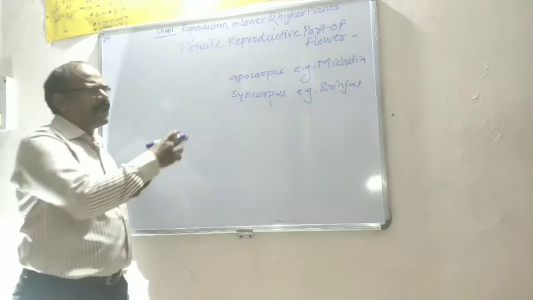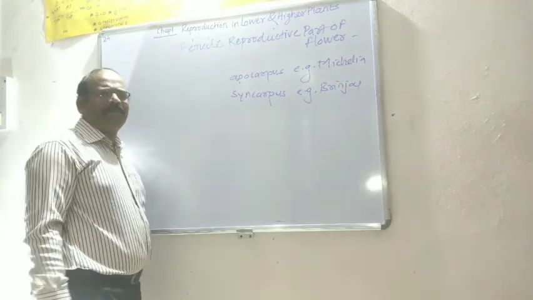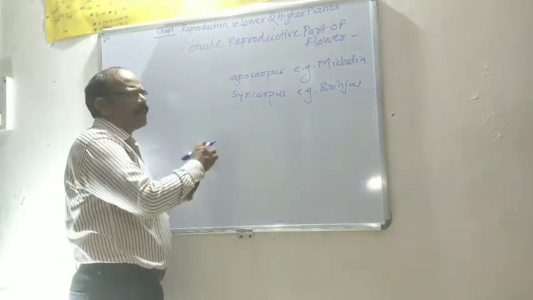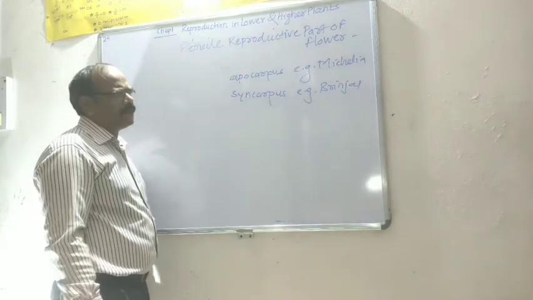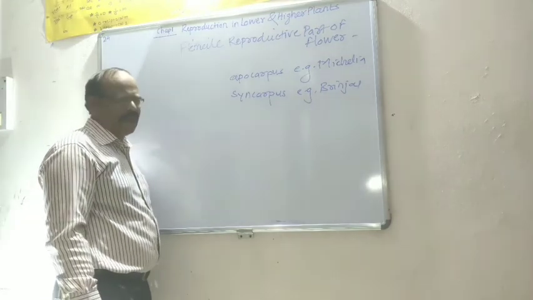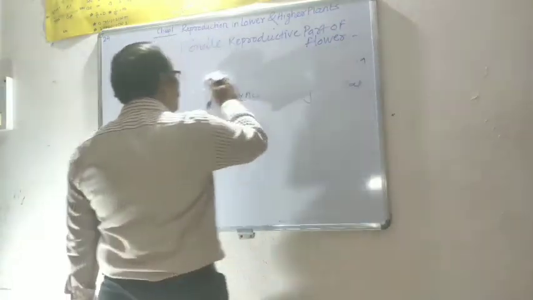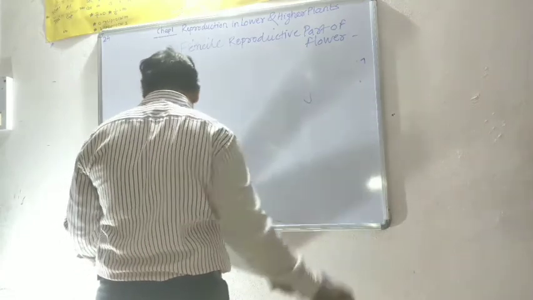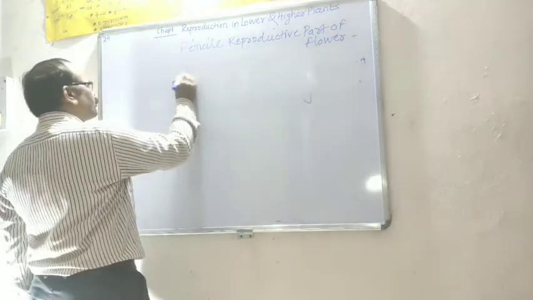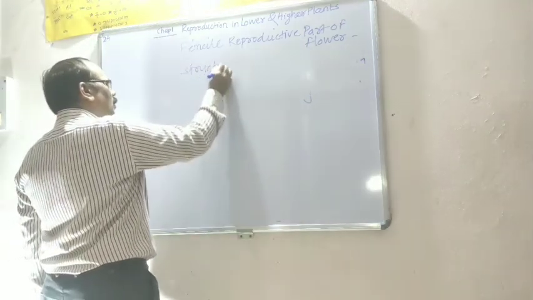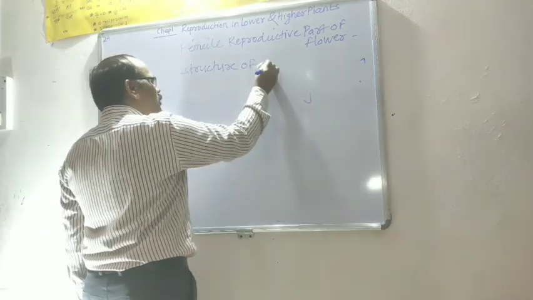Tomato, and another example is lady's finger. These are the two examples of multi-ovulate. Today we learn about the structure of anatropous ovule.